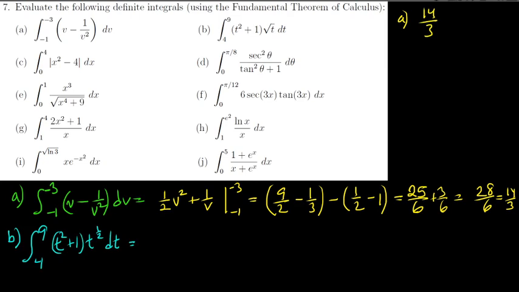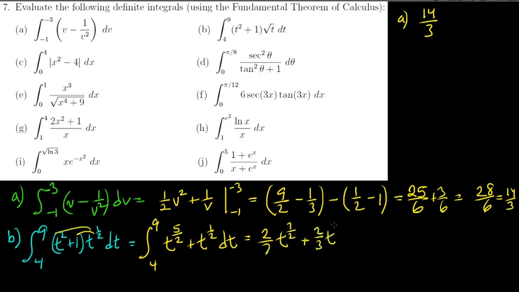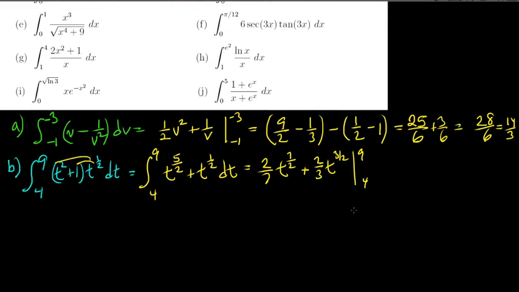Okay, so part B, t squared plus 1 times the square root of t, or t to the 1/2. And we're integrating from 4 to 9, right? So this is going to be t to the 5 over 2 plus t to the 1 over 2. Again, there's no product rule, so I just multiply this out. You're going to get 2 over 7 t to the 7 over 2 plus 2 over 3 t to the 3 over 2 as the indefinite integral. Now you just plug in the 9 and the 4.